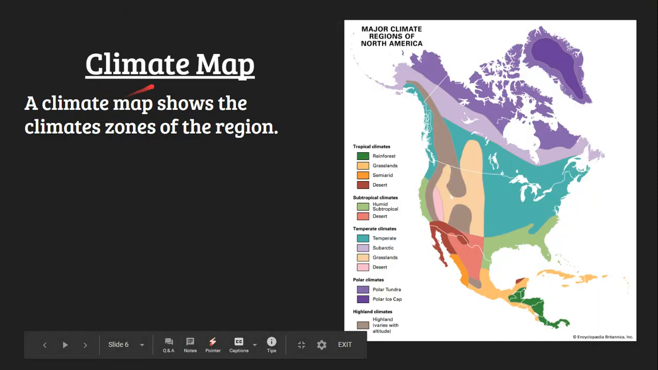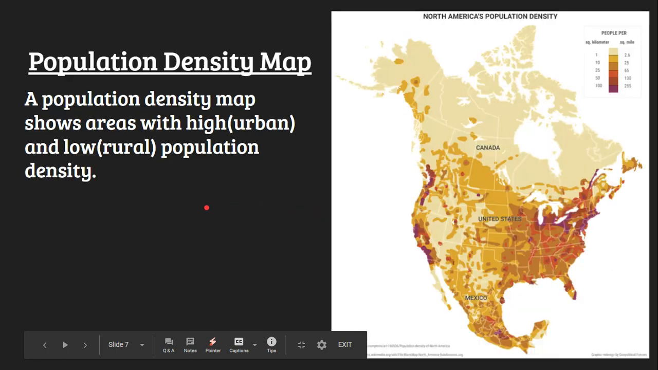You also need to look at a climate map. A climate map shows the climate zones of the region, and the key is important. It will tell you the name of the climates that are represented by a particular color. For example, green on the map means a rainforest climate. It will be hot and humid with a lot of rain.